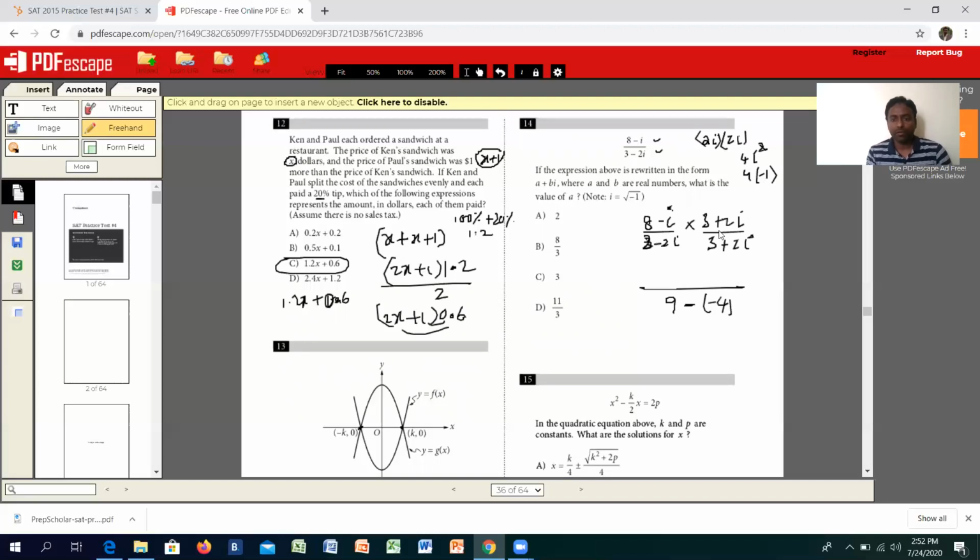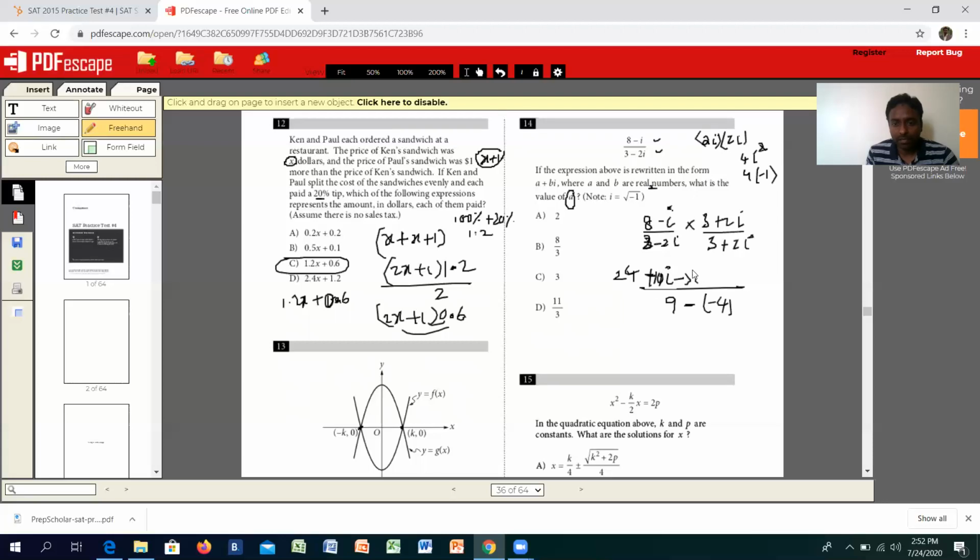Then multiply the numerator now. 8 times 3 is 24. And we need to work out the value of a, which is a real number. This is what we have to focus on. We don't have to worry about what we are getting in the i. We just have to look at the real part, which is independent of i. 8 times 3 is 24, plus 8 times 2 is 10i. Obviously, I don't have to worry about that part.